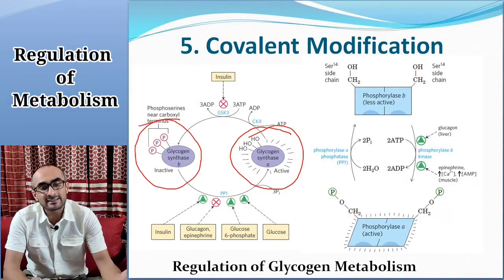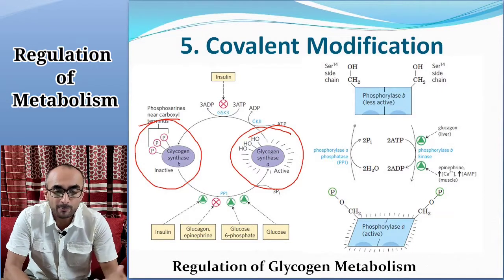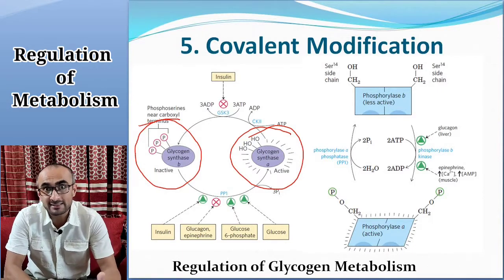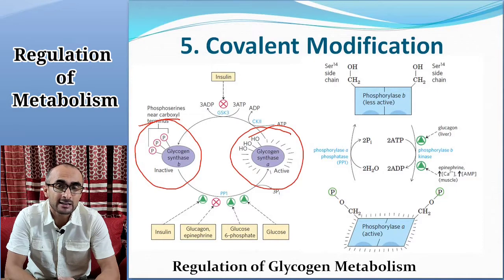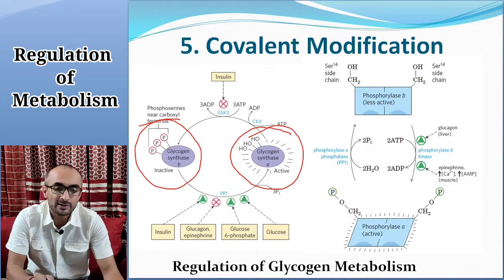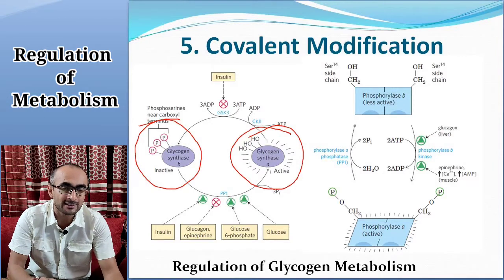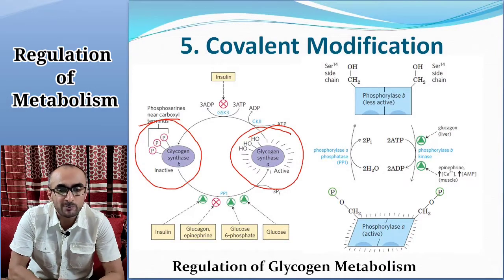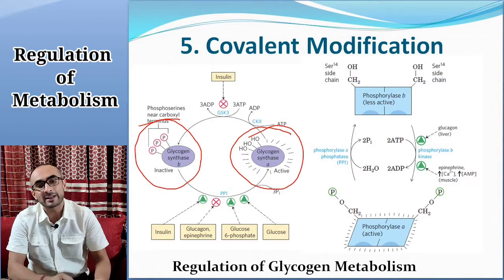And there is another enzyme which is called phosphoprotein phosphatase. Phosphoprotein phosphatase does the reverse of the action of kinase. Phosphatase removes the phosphate group from the protein. So there are two types of things which can happen in this kind of mechanism.